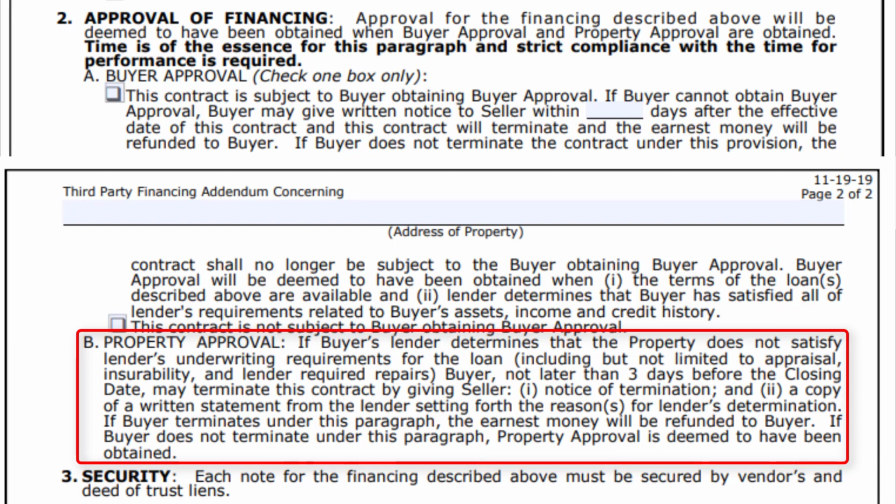Now, you have to remember, when you're going through the lending process, the underwriting guidelines are different for every lender. Every type of loan has different sets of underwriting guidelines, and the property needs to meet all of those underwriting requirements, all of them. So it lists three, but it doesn't limit it to three. The appraisal, the insurability, and any lender-required repairs are probably the ones that pop up most often in these transactions and have to be dealt with.